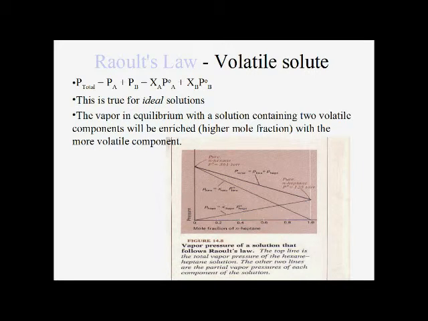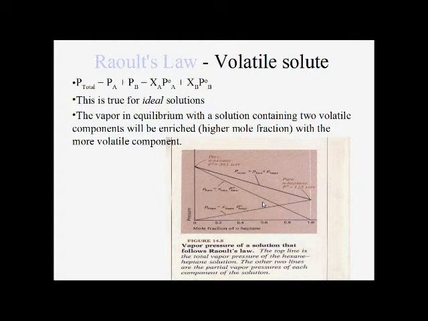So this again is an ideal description. Works for some combinations, works for other combinations in limited ranges. So on the graph here, Raoult's law for a single component. So on the graph here we're doing heptane with hexane.